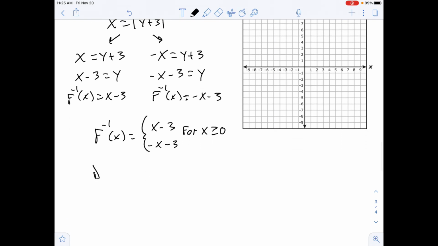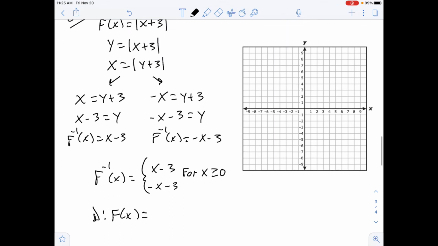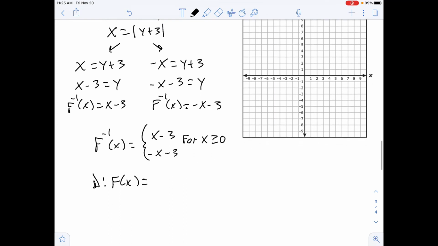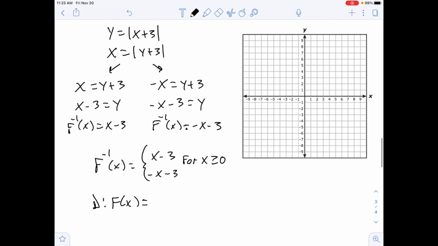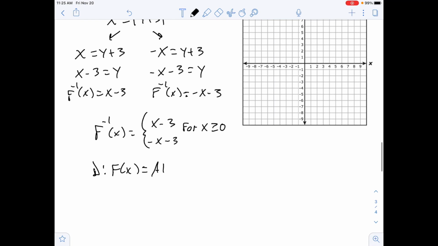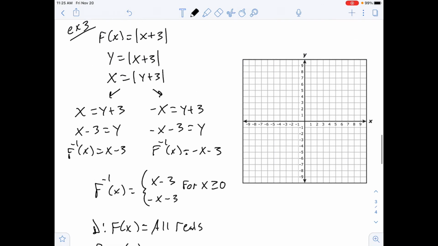So I'm going to go down here. The domain of f of x, which is the absolute value of x plus 3. Well, what is that domain? If you're looking at the absolute value, domain is going to be all reals. It's absolute value. What's the range of f of x? Now, maybe I should graph that first.